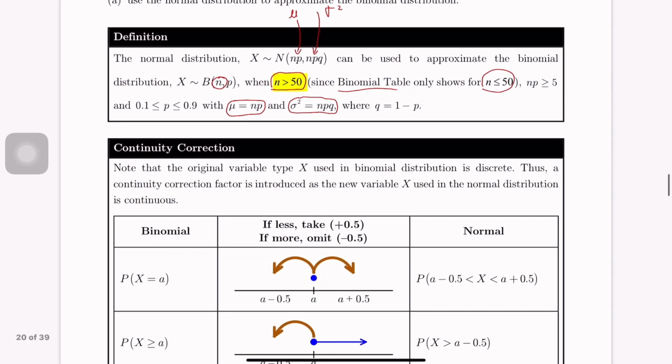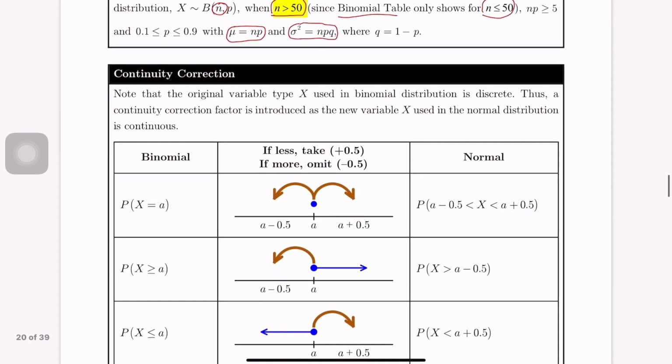But the most important thing in the binomial normal approximation is continuity correction. Binomial is discrete, but normal is continuous. So, to change from binomial to normal, or from discrete to continuous, we need to do continuity correction. So, what is continuity correction?